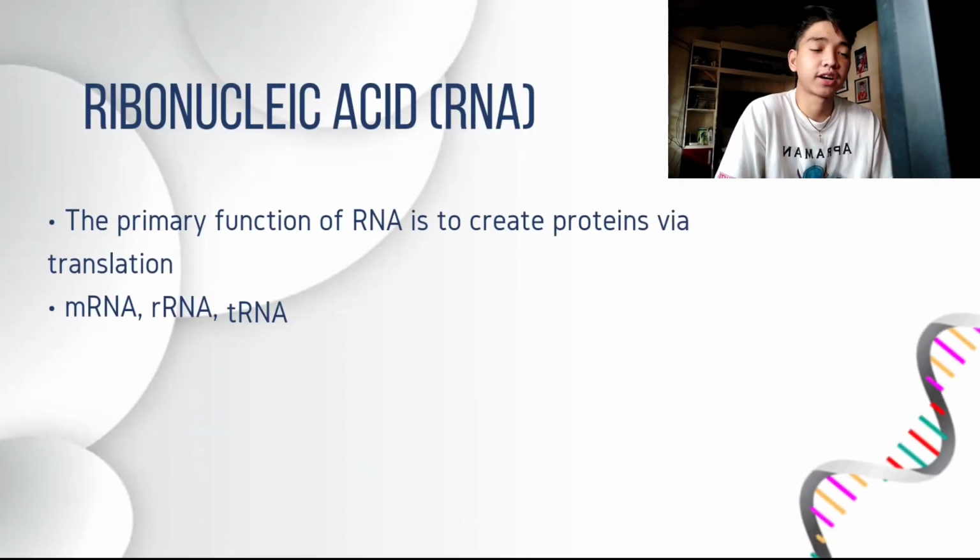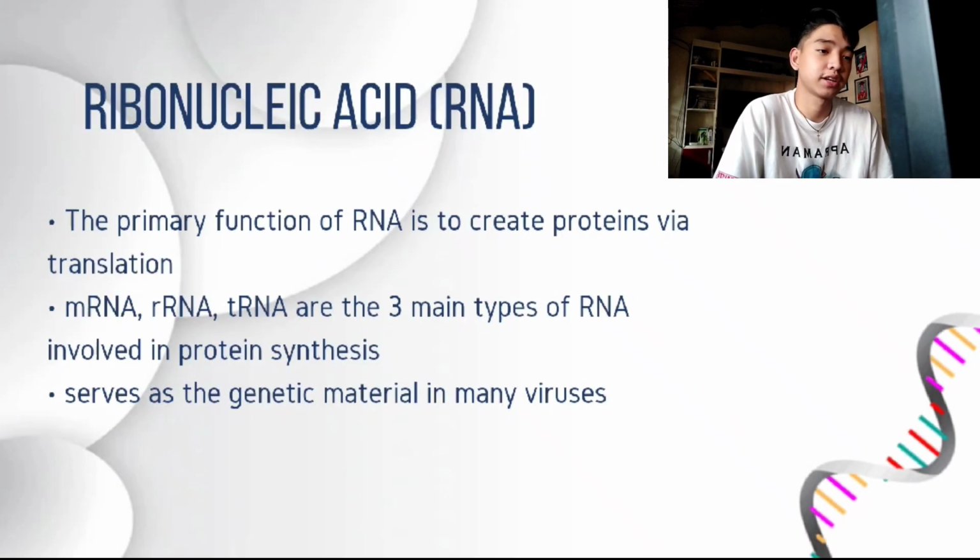The primary function of RNA is to create proteins via translation. RNA carries genetic information that is translated by ribosomes into various proteins necessary for cellular processes. mRNA, rRNA, and tRNA are the three main types of RNA involved in protein synthesis. RNA contains uracil in place of thymine. Most RNAs are generally single-stranded with partial double-stranded regions due to the folding back of their single chain. RNA serves as genetic material in many viruses.